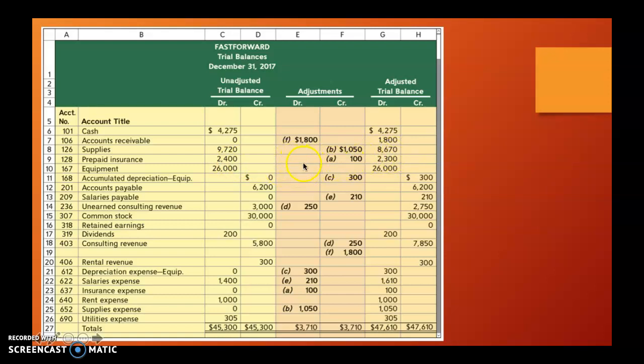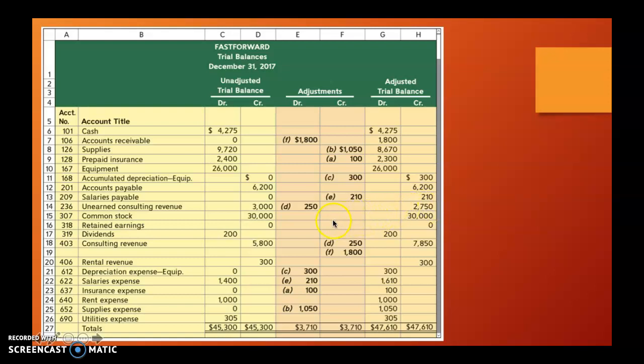So basically you're going to go down each one, and you have to keep in mind if it's a debit or credit in the unadjusted trial balance, in the adjustment, and how that would affect. Like here, for unearned consulting revenue, it's a credit of 3,000 because it's a liability, so it has a normal balance of a credit, and you debit it for 250, so you would subtract 250 to get the 2,750 credit balance over here.